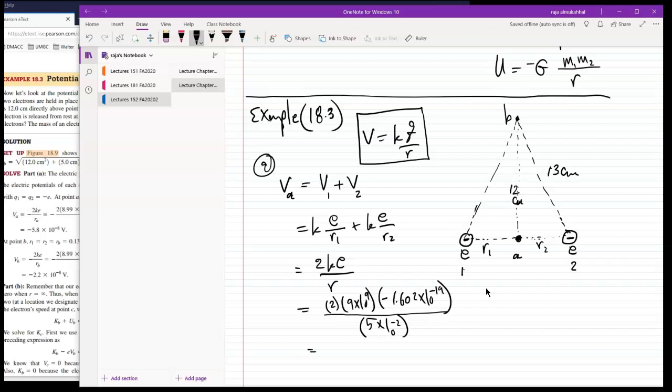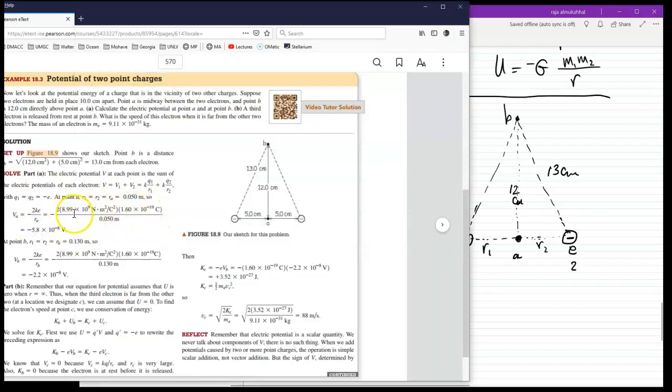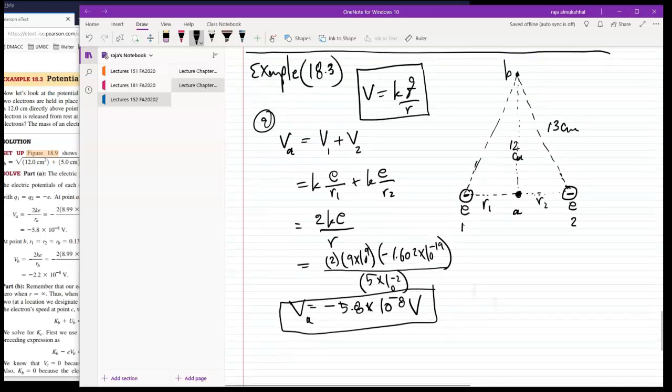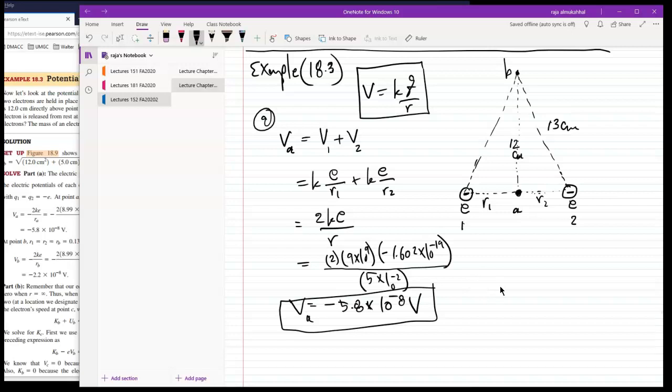So when you calculate that, let me show you how he did it. I'm just trying to get the answer that he got. So the answer is negative 5.8 times 10 to the negative 8 volts. And there we go, that's the potential at A. You got that, guys? Okay. Now at B, very similar to that.